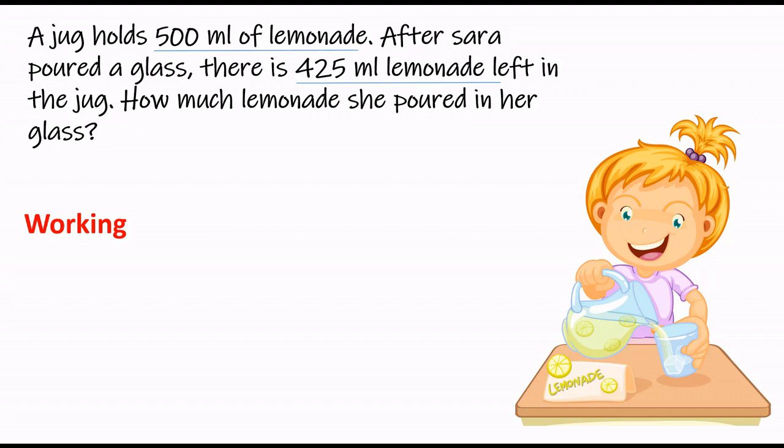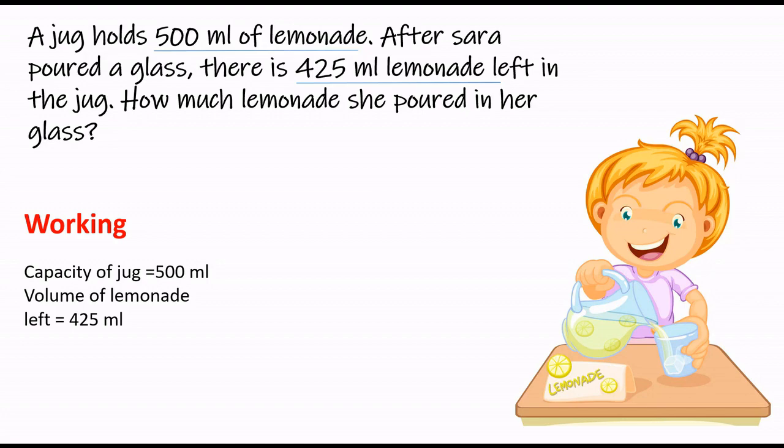So let's do our working. Capacity of jug is 500 milliliters. Volume of lemonade left in the jug after Sarah poured a glass is 425 ml. So how much did Sarah pour in her glass? We need to subtract 425 from 500. It is going to be 75 milliliters. So we figured out that Sarah poured 75 ml of lemonade in her glass.